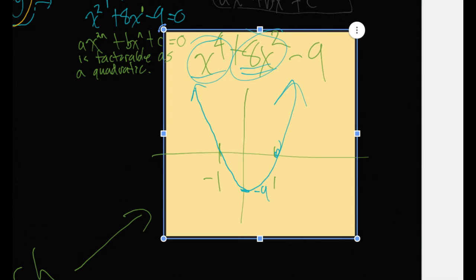So really what it was, I could have mentioned that if we think of our sums, it would just be x to the 4th, like this, plus 8x squared. And once I have that graph, then I drop it down by 9. And that's our graph. So we factored and solved that. Let's try one more.